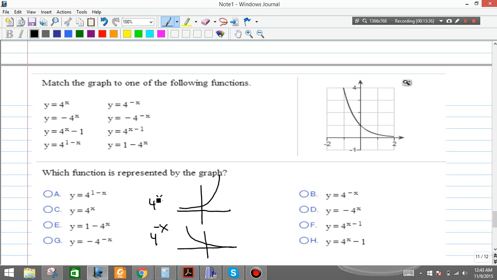Putting a minus sign on the inside flips the function over the y-axis. You might remember putting a minus sign on the outside flips it over the x-axis. Putting a minus sign on the inside flips it over the y-axis. And so if you flip this over the y-axis, you get this graph. So that means that this is originally 4 to the x, and so the answer here is 4 to the minus x, just flipping it over the y-axis.